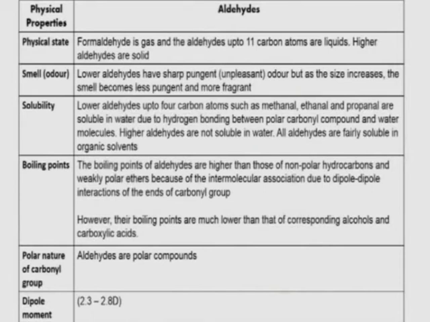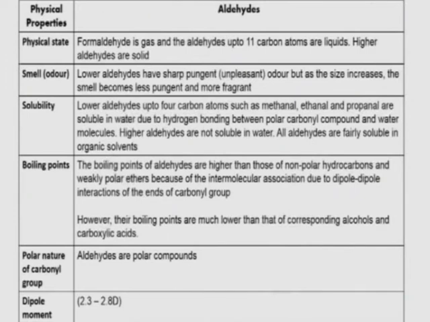What about the boiling point? Now, the boiling points of aldehydes are higher as compared to nonpolar hydrocarbons and weakly polar ethers. It is because of the intermolecular association due to the dipole-dipole interaction of the carbonyl groups. And even if you compare the boiling point of aldehydes with alcohol and carboxylic acid, it is found that the boiling point is much lower. It is lower because the dipole-dipole interaction in aldehyde is weaker as compared to hydrogen bonding, which is there in alcohol or in carboxylic acid.